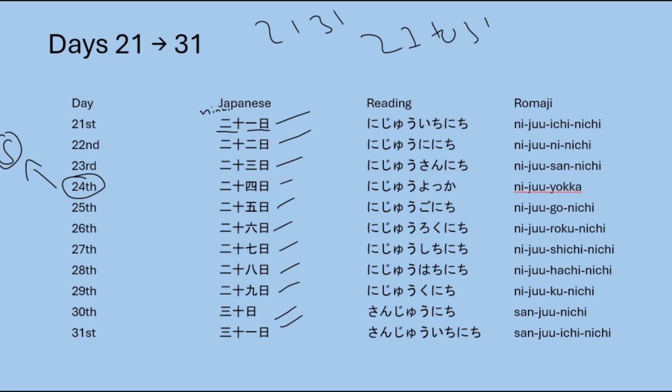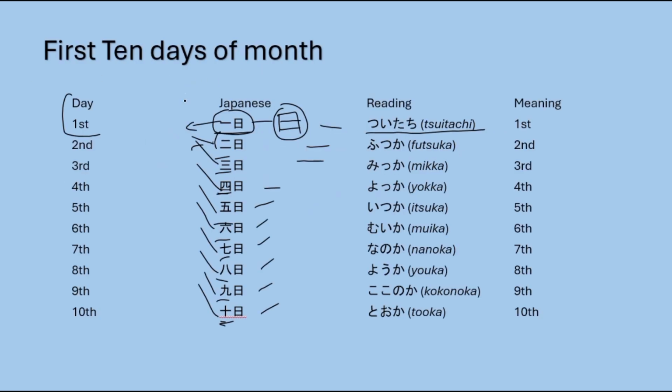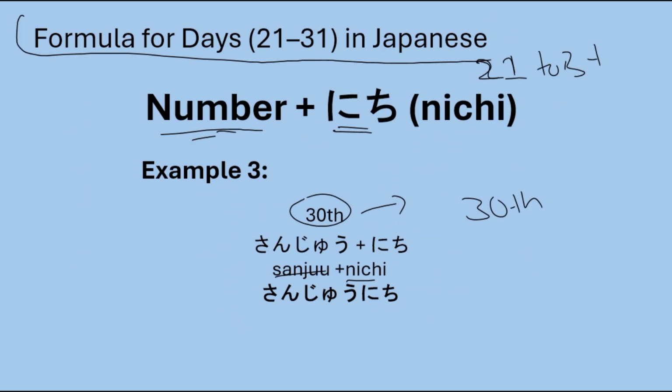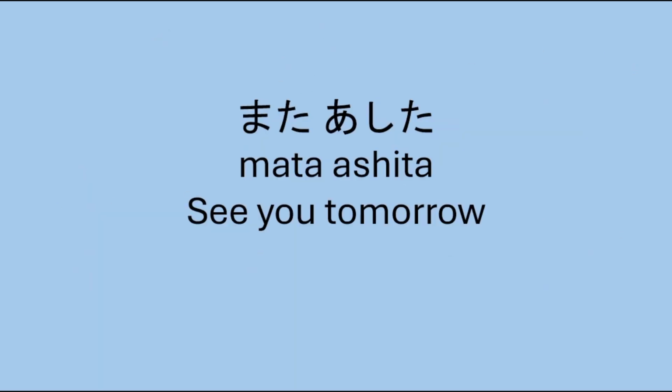So now let's summarize today's lecture, what we learned today. The first thing we learned is the days of the month in Japanese, and we practiced the words from 1st to 10th. We also saw the kanji characters. After that, we followed a rule to learn the days from 21 to 31. After that, we practiced the days from 11 to 20 and from 21 to 31. So this is how we learned all the days in today's lecture.